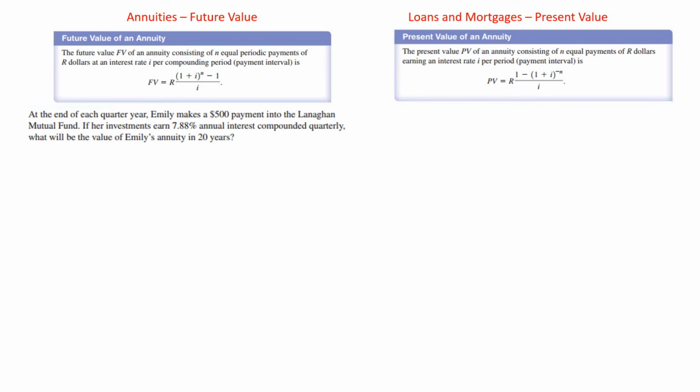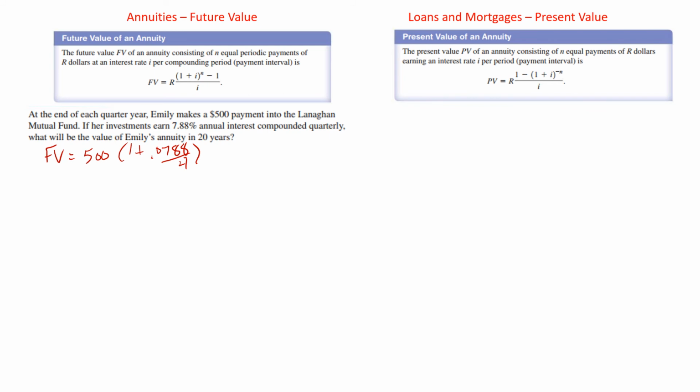So we start with our equation. Our future value will be the amount she's paying in. That's $500 times 1 plus the interest rate. So it's 7.88%, so 0.0788, to the n. So it's in 20 years, but n isn't the number of years. No, 0.0788 divided by 4.